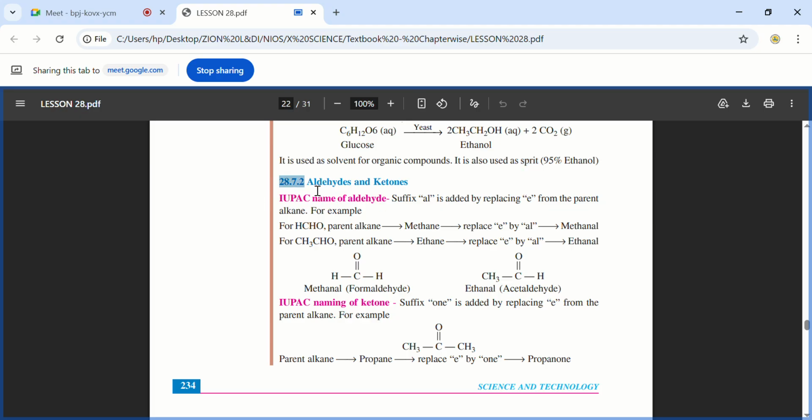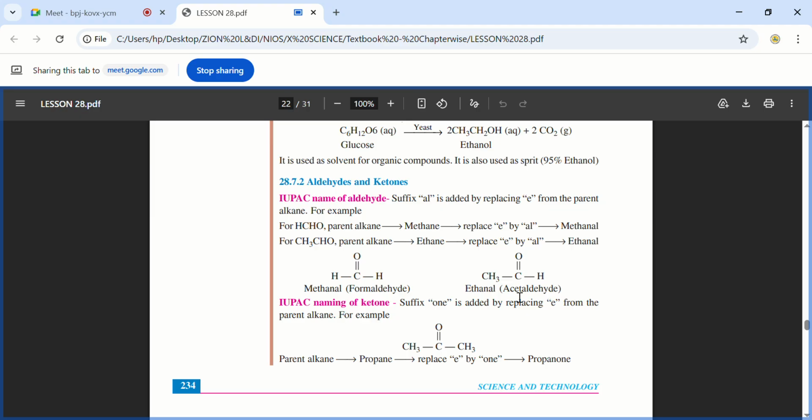Edric. Yes, ma'am. 28.7.2 Aldehydes and ketones. The IUPAC name for aldehyde: the suffix al is added by replacing e from the parent alkane. For example, for HCHO, the parent alkane, which is methane, has e replaced by al and it becomes methanal. For CH3CHO, the parent alkane is ethane and replacing e by al gives ethanal.